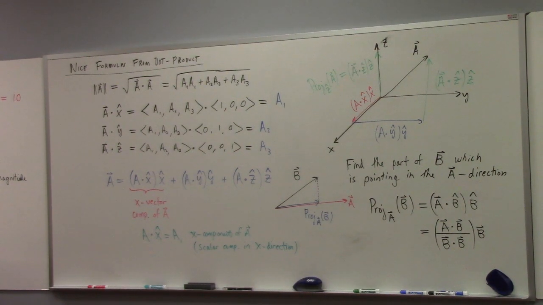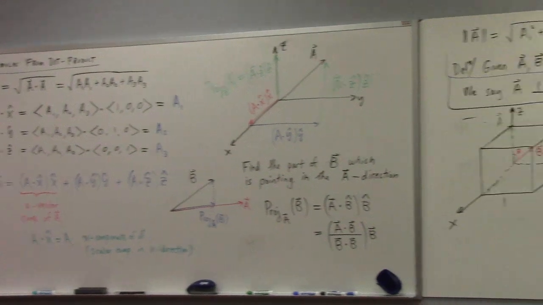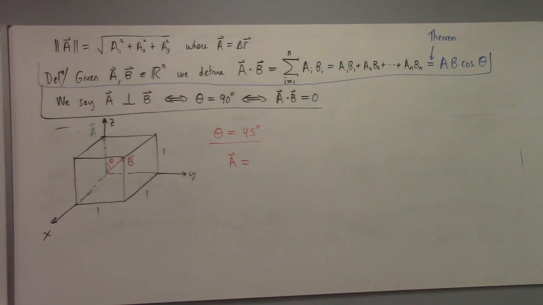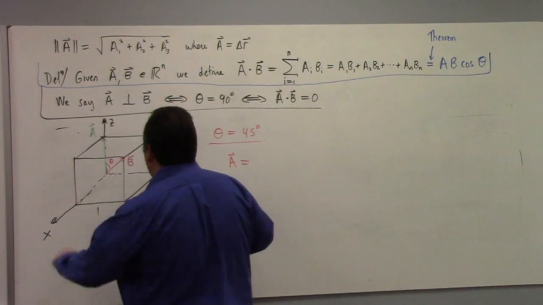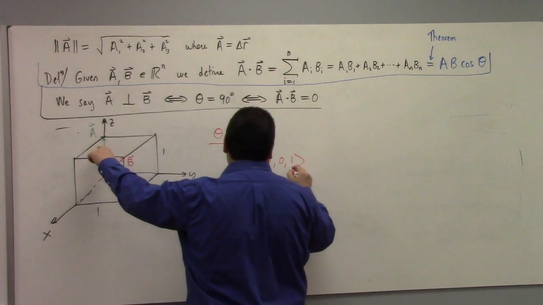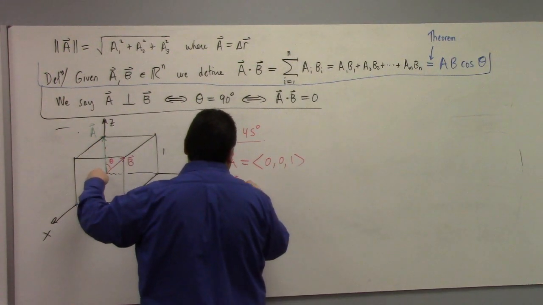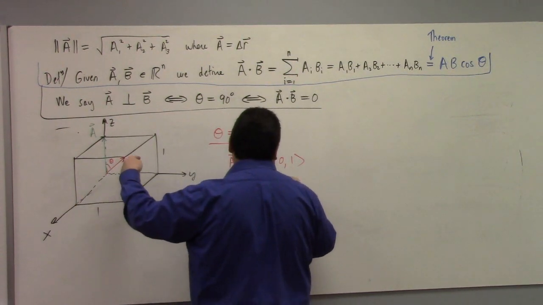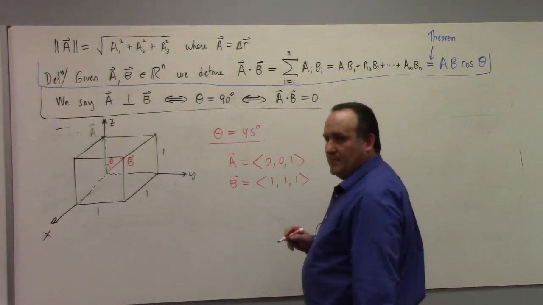I have done this in, I don't know, 10 different classes. Every time, without fail, somebody will guess 45. Because that's what you want to say, right? So A here, if this is a unit cube, A would be what vector? It would be 0, 0, 1, right? The B vector is what? You're going 1 over, 1 over, 1 up, so that's 1, 1, 1.